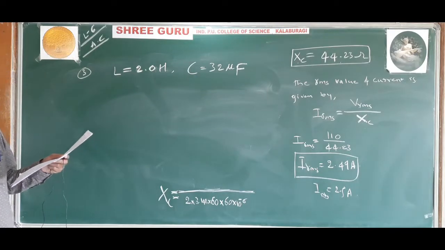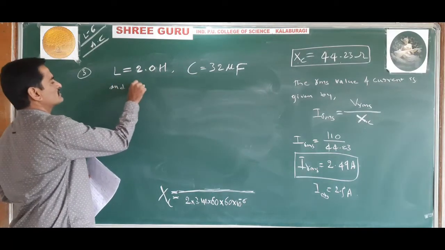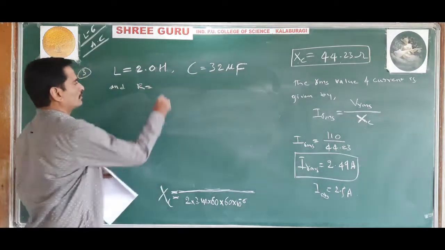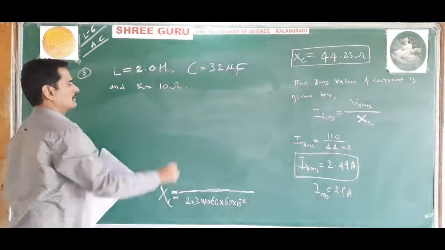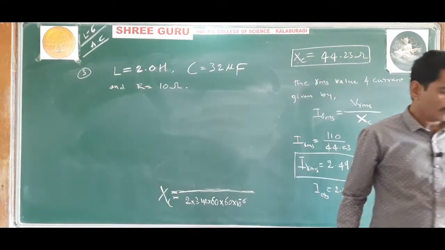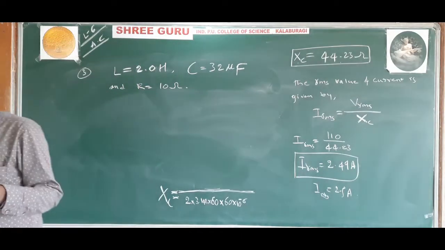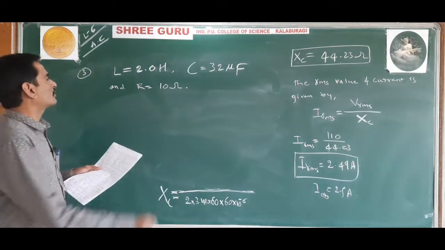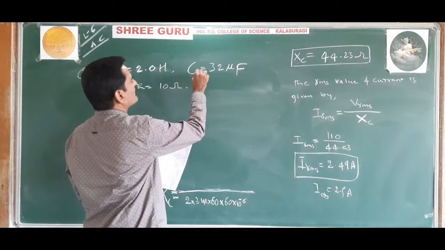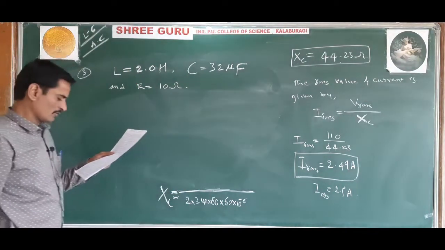C is equal to 32 microfarad and capital R is equal to 10 ohm. Once again I will read the question. Obtain the resonant frequency of a series LCR circuit with L is equal to 2.0 Henry, C is equal to 32 microfarad and capital R is equal to 10 ohm.